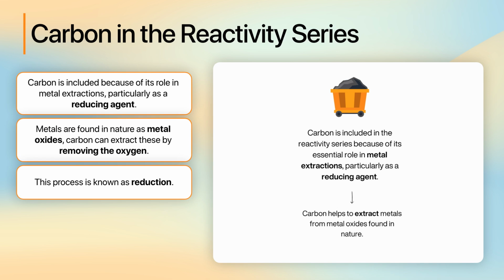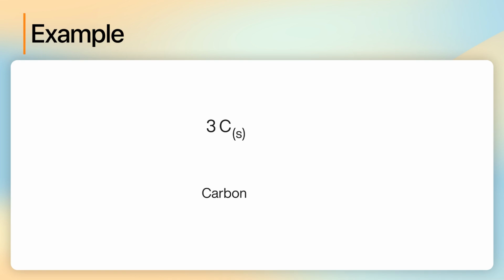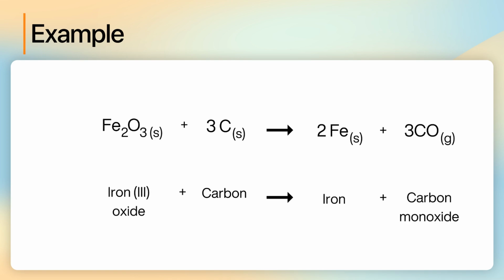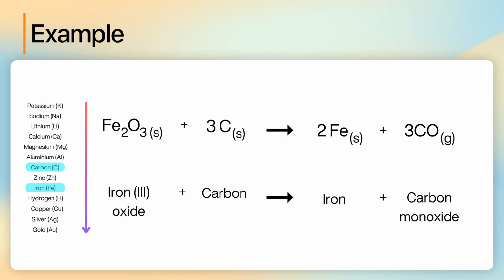The effectiveness of carbon as a reducing agent depends on the metal's reactivity. For example, carbon can reduce iron oxide to iron, as shown in this following reaction. Here, carbon is more reactive than iron. Thus, it can take away the oxygen from iron oxide to produce iron and carbon monoxide.